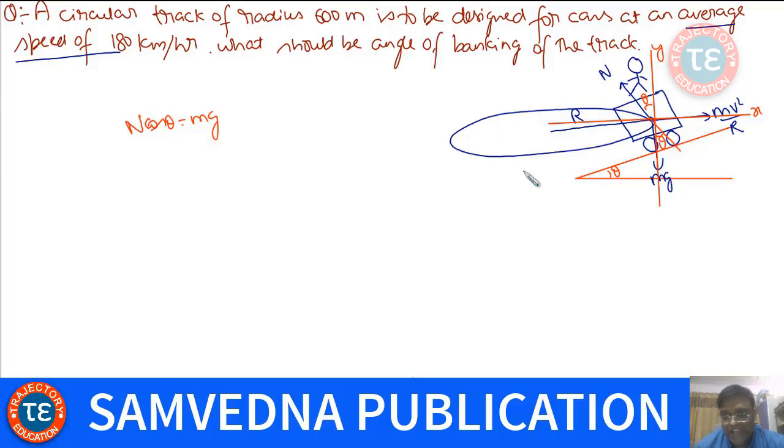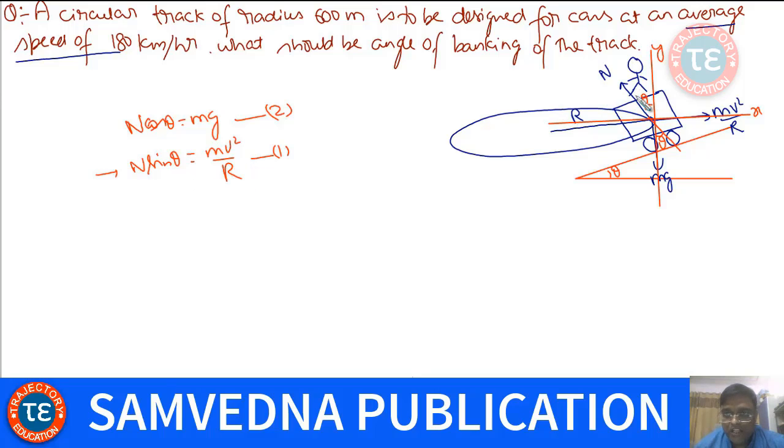We have a circular track, and we want the surface of the track to be banked. We want the surface of the track to be made a bit inclined, so that a component of the normal reaction comes in the radially inward direction, and n sin theta should balance mv square by r. Alright, so if I call this 1 and this 2, this is the equation of radial equilibrium. There is no radial acceleration, right?